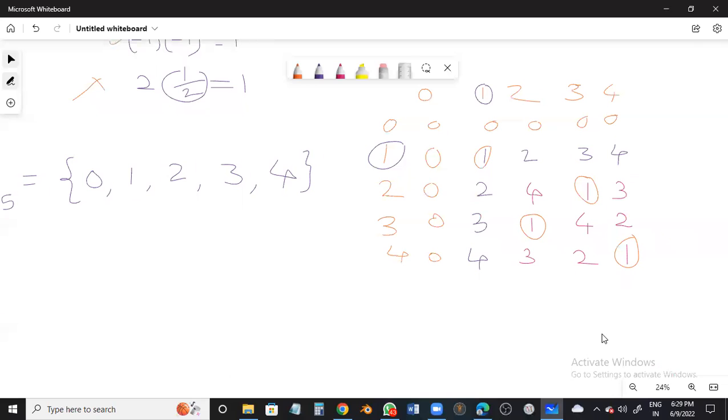Not for unity. For unity you can observe what is the element which when multiplied to the remaining elements, the elements remain the same. That we can easily see. But to find the unit element, we need to prepare this kind of table. Such a table helps you to explain the things.